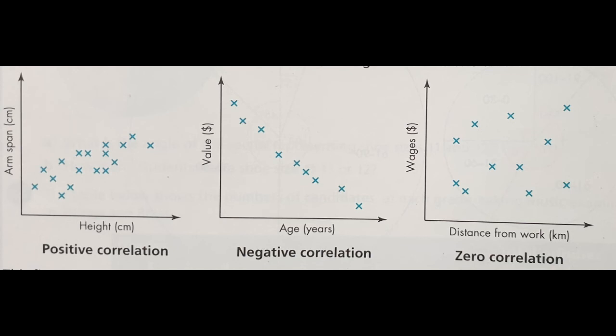Negative correlation is when one value increases and the other value decreases. For example, take the age of a car and the value of the vehicle. When the number of years increases, the car's value will depreciate. That is why this is called a negative correlation. Third one: the distance from work and the wages. Wages don't depend on the distance you travel to work. So that is why it is called a zero correlation.